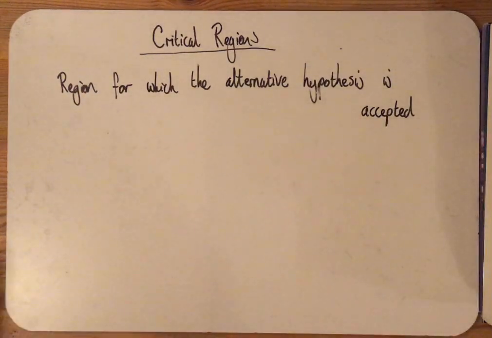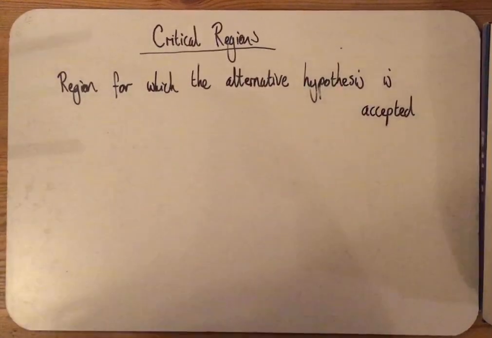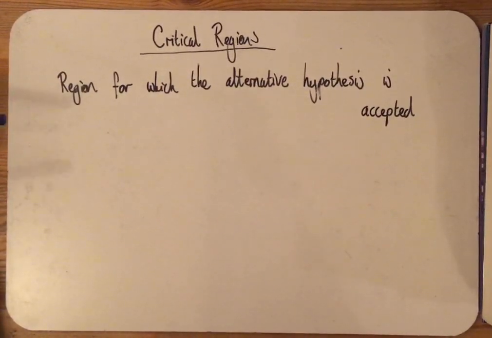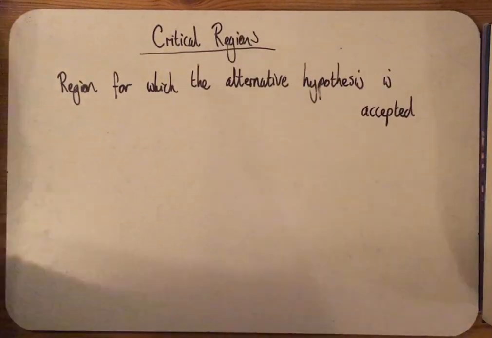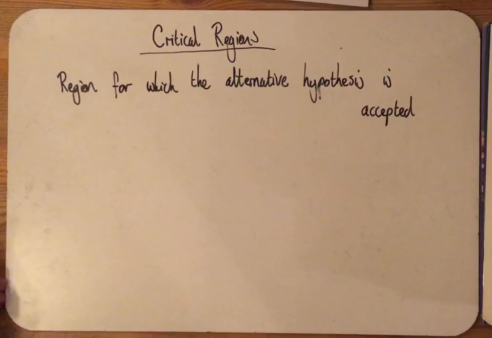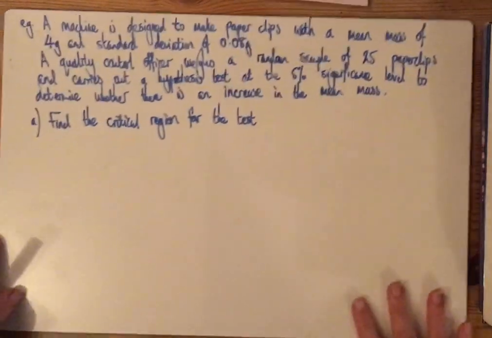Right, critical regions again. These are regions for which the alternative hypothesis is accepted. We don't have to talk about a critical value because we're in a continuous distribution. The probability of being at a particular value is 0, which we've spoken about a bit. So just going with regions on this one. Right, example.